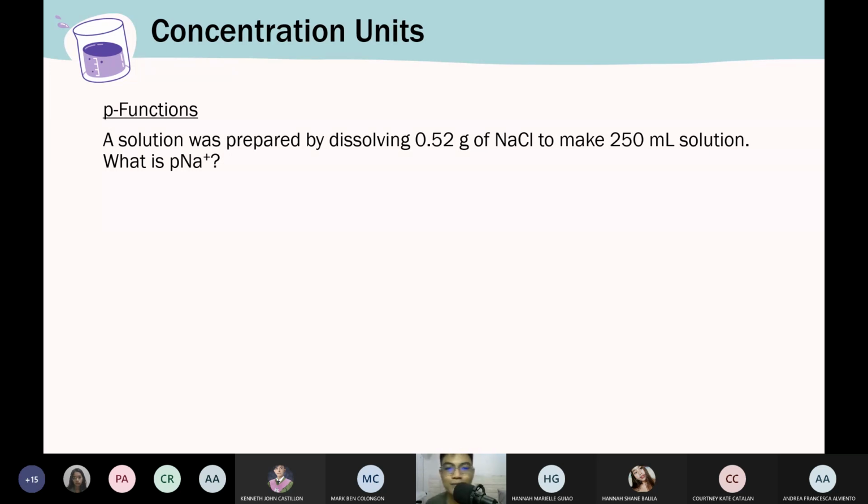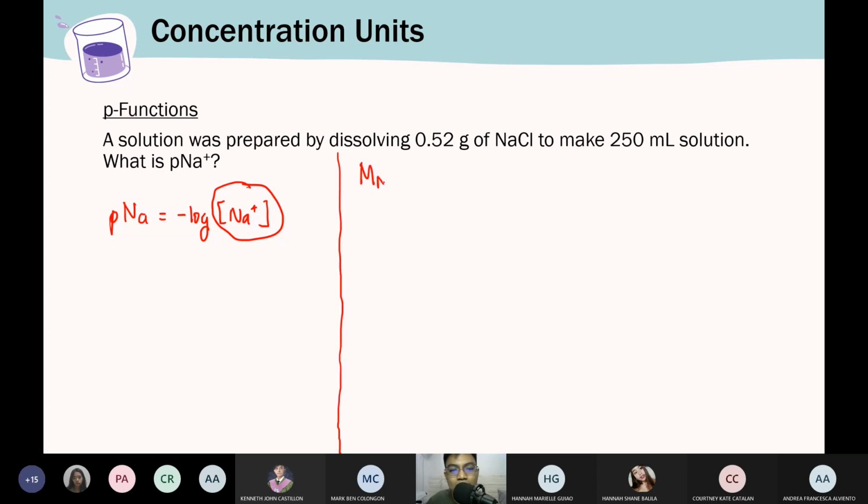Let's try this one. What do you think I should do first? Of course, write the equation, the pNa. So, the p of sodium is basically the negative log of the molar concentration of sodium. Is the molarity given? No. The molarity is not given. What was given is only the mass and the volume. You can get the molarity, right? Let's solve for the molarity. Okay?